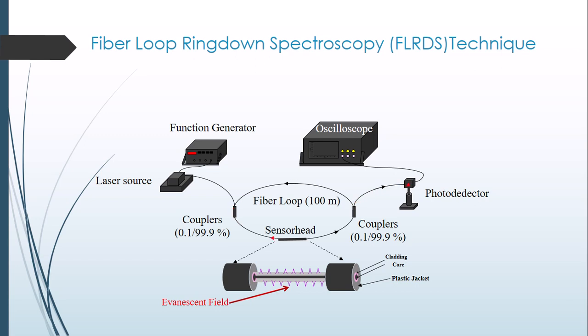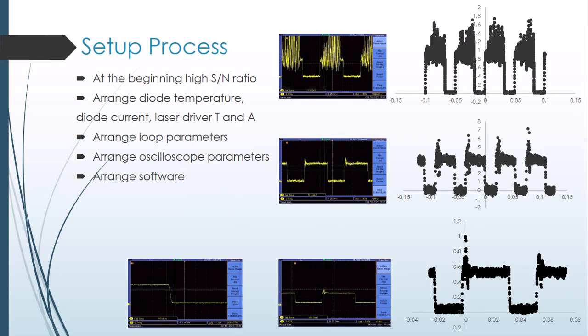And each time this pulse turns around the loop in the sensor head, it will interface with measurements. That's why the fiber loop ringdown spectroscopy technique allows very high sensitivity. This is our experimental setup at Eskişehir Osman Gazi University.